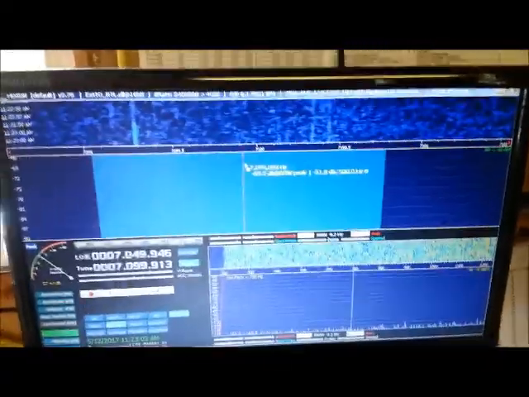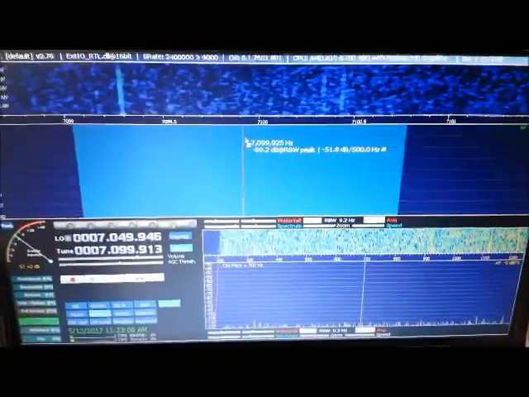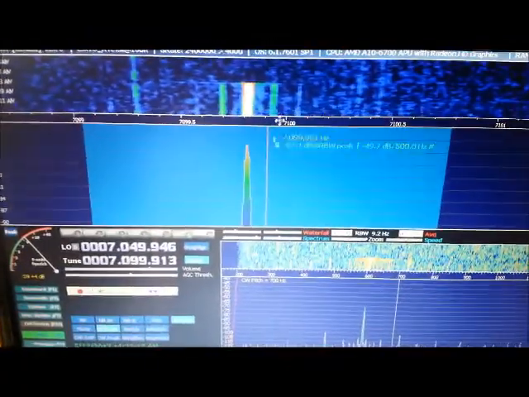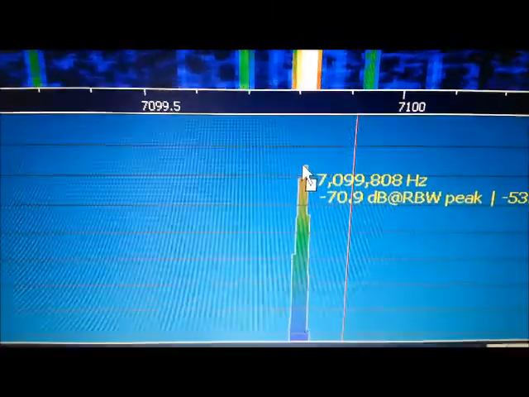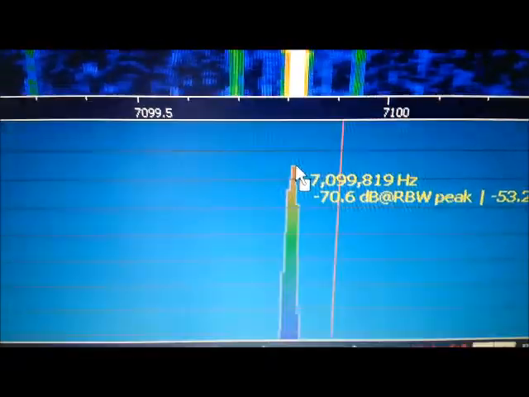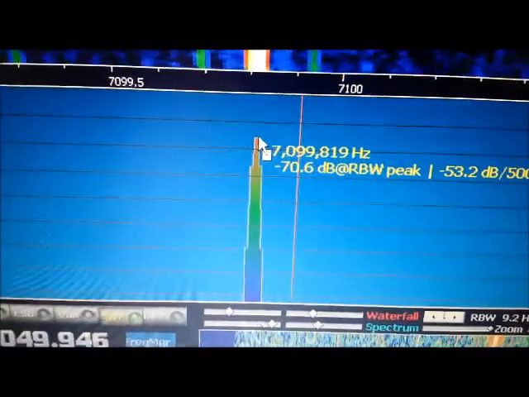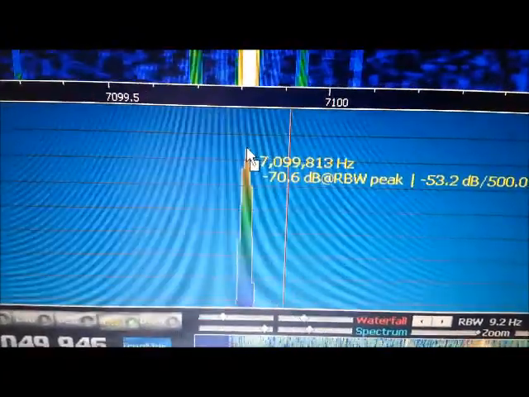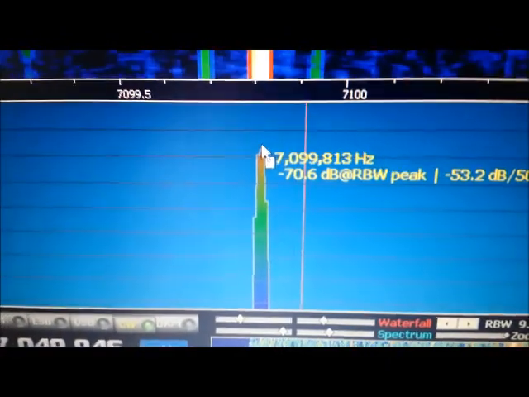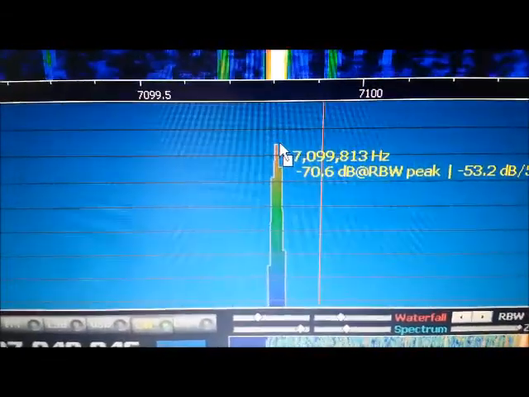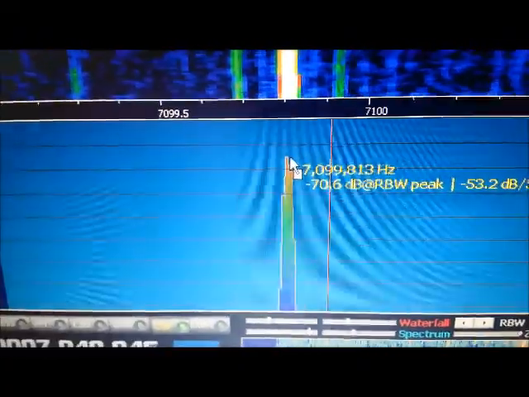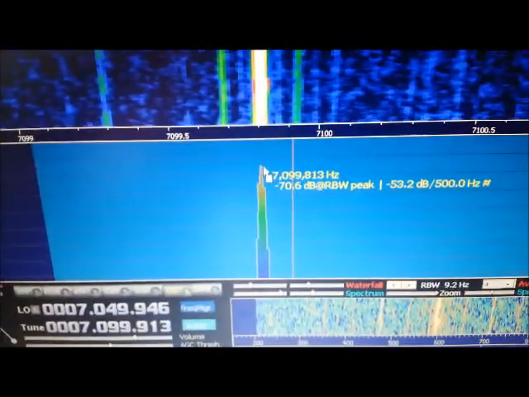So let's see how it compares with my Arduino signal generator. I've just turned on the signal generator there. Here I'm getting the frequency 7,099,808 Hertz, and the signal level is around minus 70.6 dBm. So it's a little bit stronger. It's about 5 dB stronger than the XG3, and it's showing up just a little bit over S9. But still, at that signal level, that's pretty good for injecting a signal into a radio receiver. So I think it'll work out pretty good.